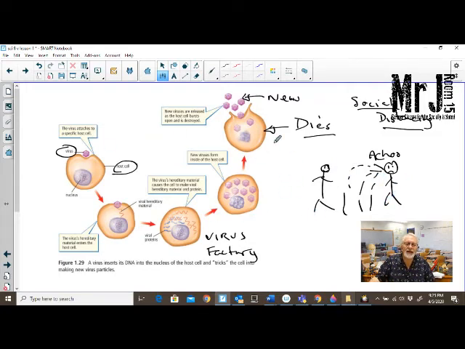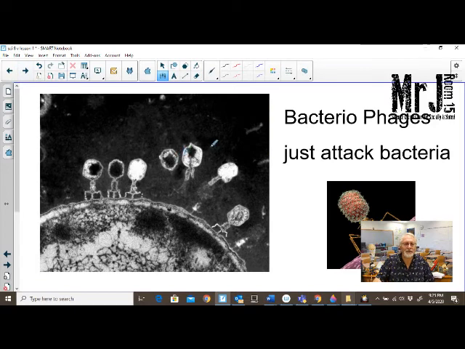So this is how a virus reproduces. This is what viruses do. And it's when they do this that they make you sick and so on. And your body tries, well, we'll talk about that. Because these are really cool. These are called bacteriophages.